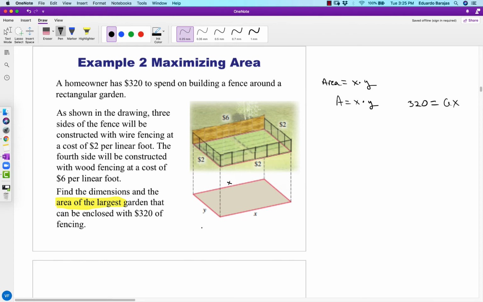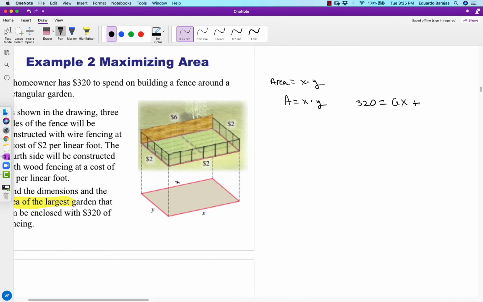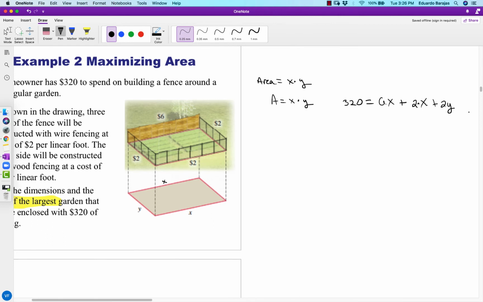And we also have to include the wire fencing now. So there's also going to be one more side that is x long, and that would be this one. But this one is only $2 because that one is going to be wire fencing. And there are 2 more sides that are length y, plus 2y. That takes care of this one. And then one more over here, which will be another plus 2y.